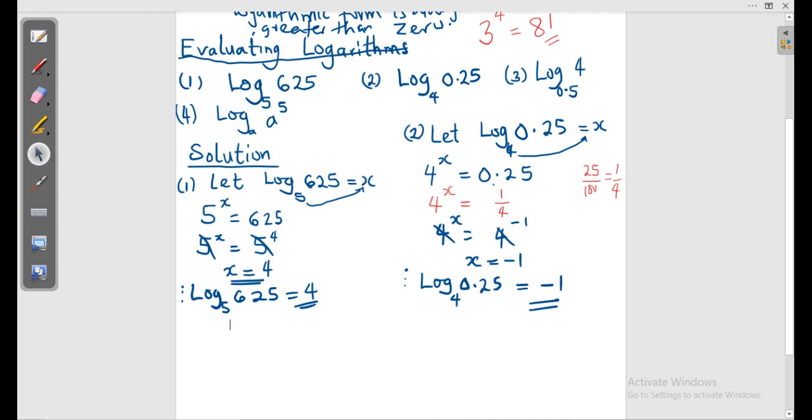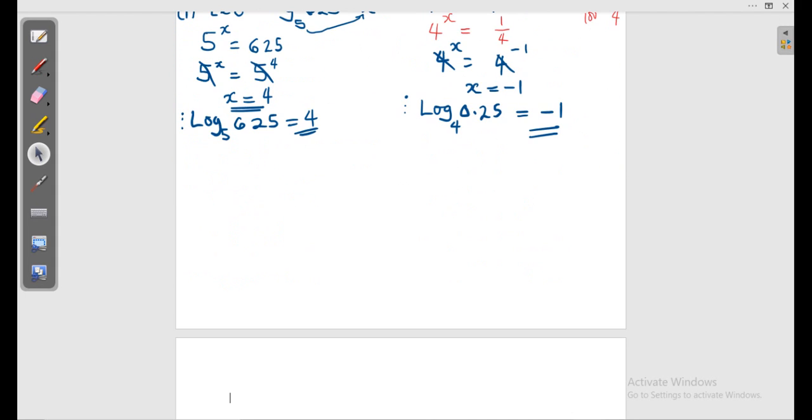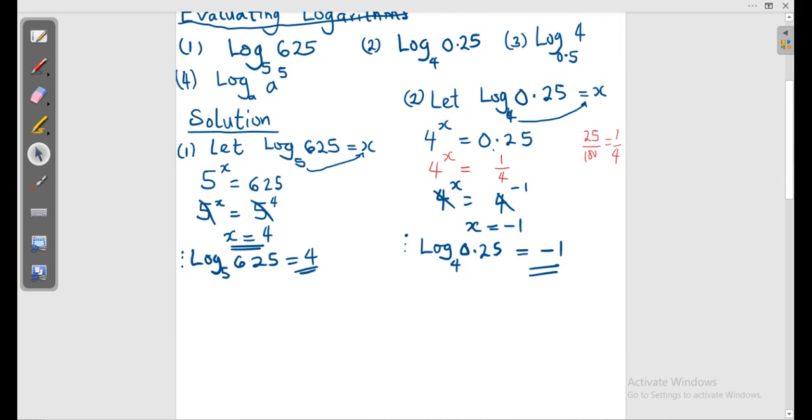Now, pause the video, try the third and the fourth. After you're done, you can then continue to see what the solution will be.